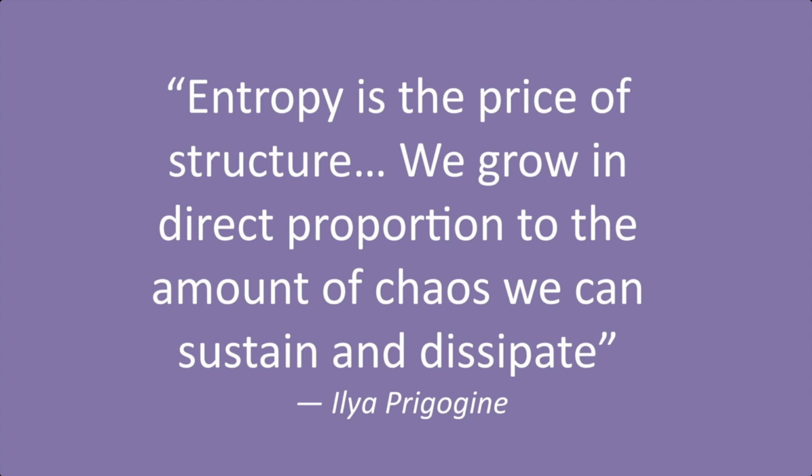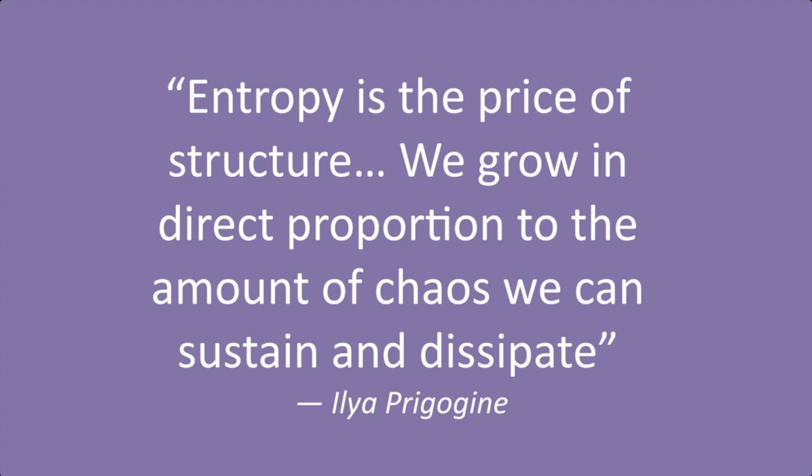Ilya Prigogine won a Nobel Prize for his work in this field, working with chemical reactions and self-organization, dissipative systems, and so on, back in the 20th century. But he puts it like this: entropy is the price of structure. We grow in direct proportion to the amount of chaos we can sustain and dissipate.